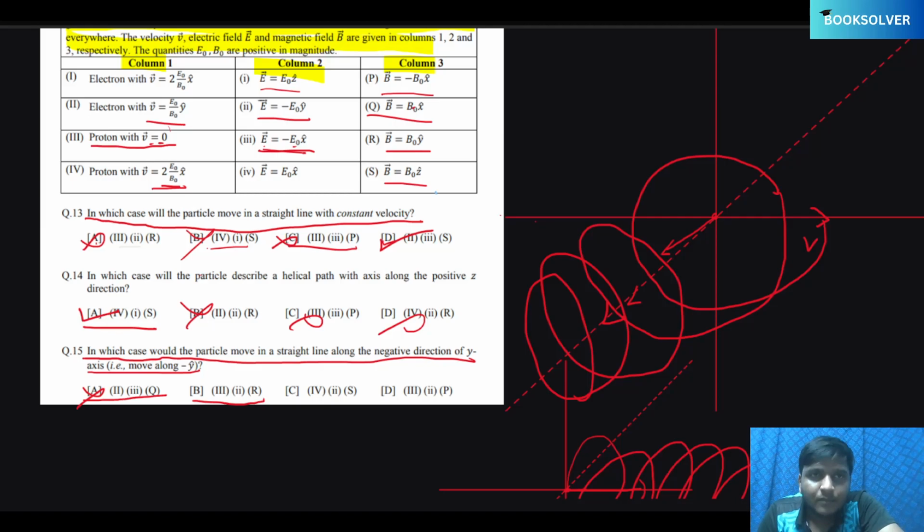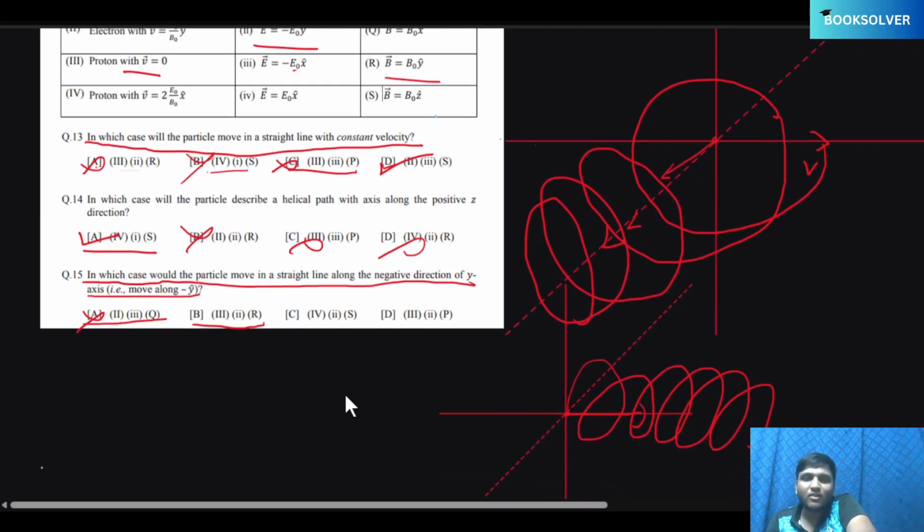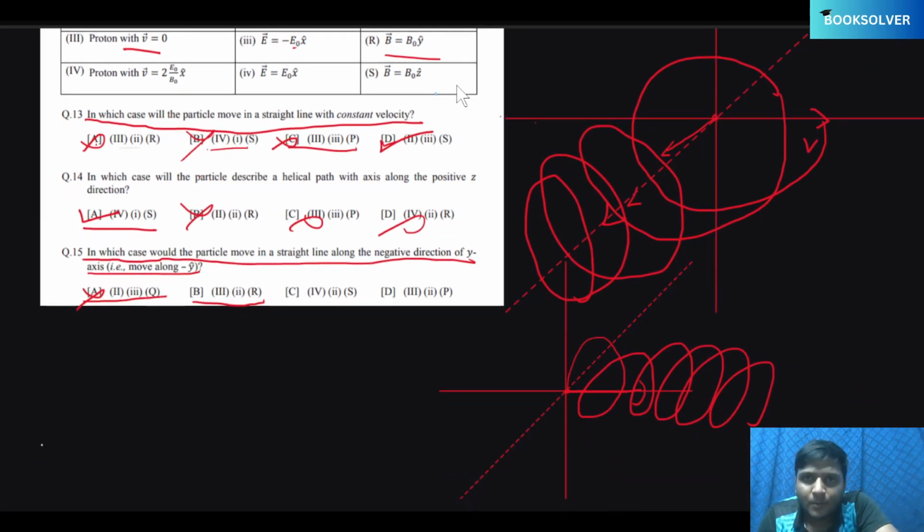What is 3 here? Let me denote all the markings here, because every time I have to mark here. What is 3, 2 and R? What is 3 here? Again, it is no velocity. What is 2? It is E naught in the negative y direction. What is R here? It is no. So I think we have found our answer. So let me show you how.